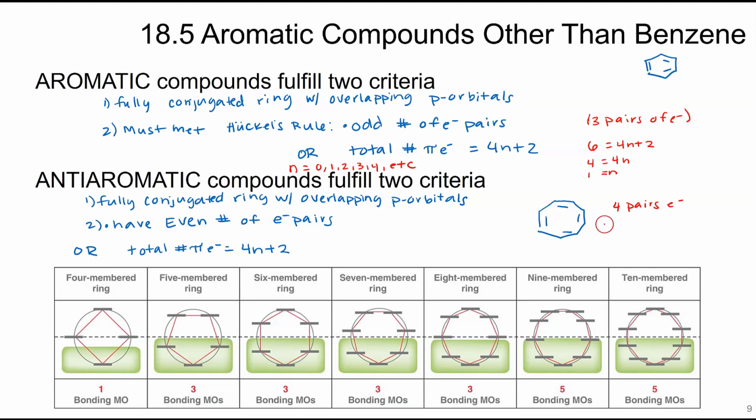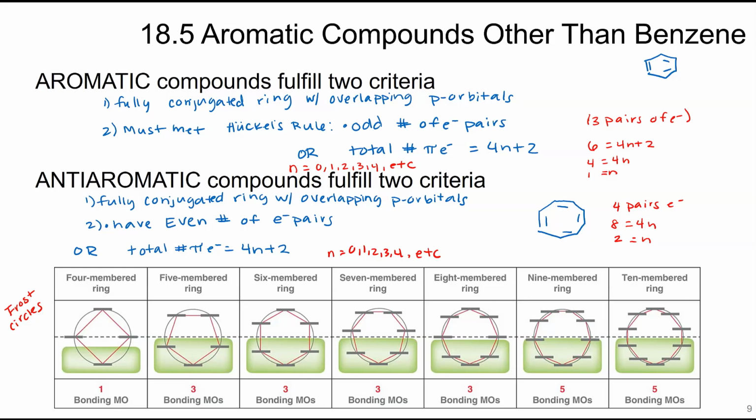And if we do the equation here, 8 equals 4n, n equals 2. So in 4n plus 2, n equals 0, 1, 2, 3, 4. So if you come up with a half or 1.5, 2.5, then it's not going to be anti-aromatic. So in both situations, the aromatic versus the anti-aromatic, we have a fully conjugated ring with overlapping p orbitals, but the number of electrons will be different there.